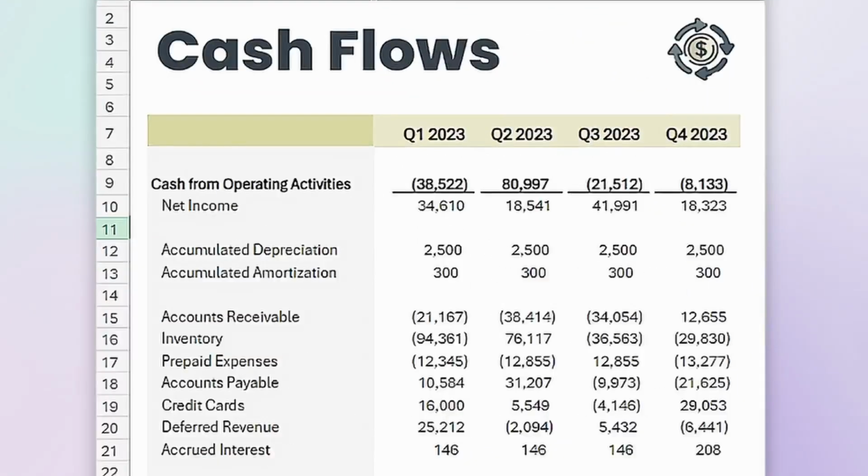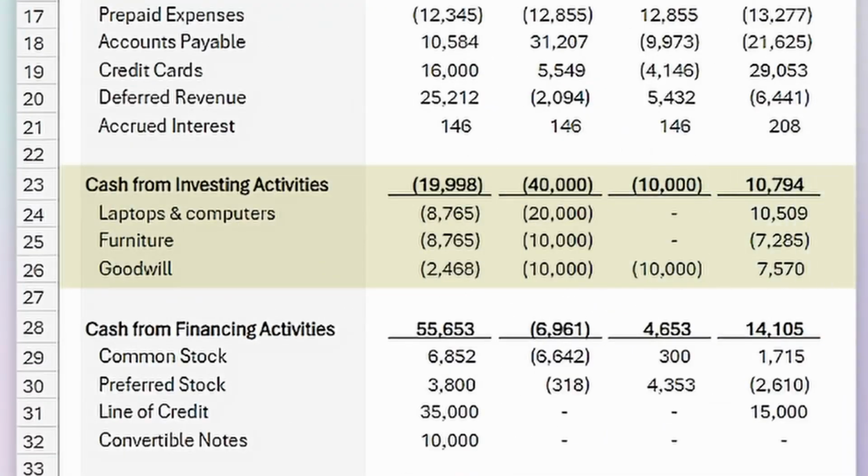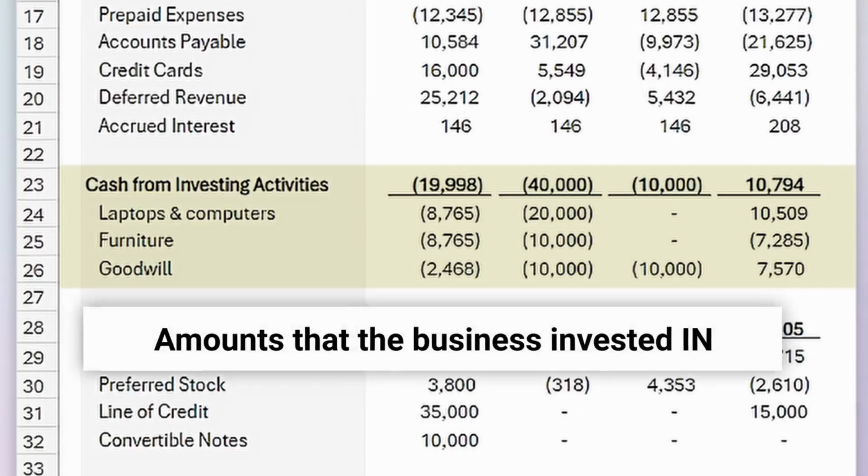Cash from operating activities represents first your net income, i.e. everything related to operating your business, i.e. your profit and loss, and all of the movements in your current assets and current liabilities. So that would be the net change in your prepaid expenses, or the net change in your accrued expenses, or your deferred revenue.